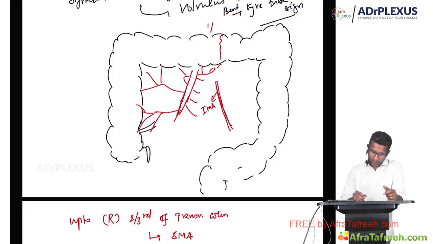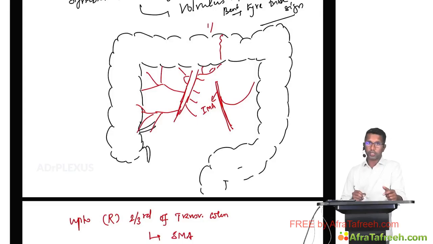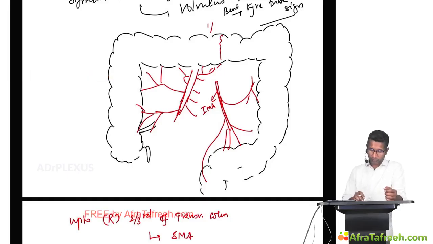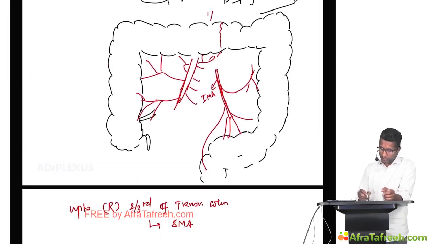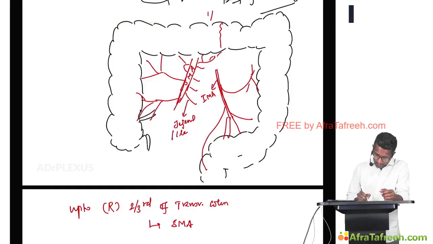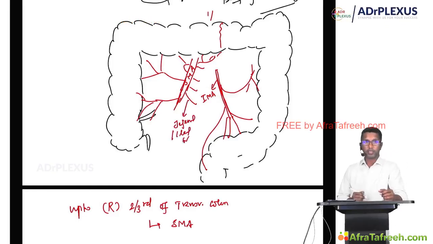The inferior mesenteric artery gives rise to the left colic branch. It also gives sigmoid branches, and a branch to the rectum called the superior rectal artery. Now let's write the names of these vessels. This is the superior mesenteric artery. These branches are called the jejunal and ileal branches.